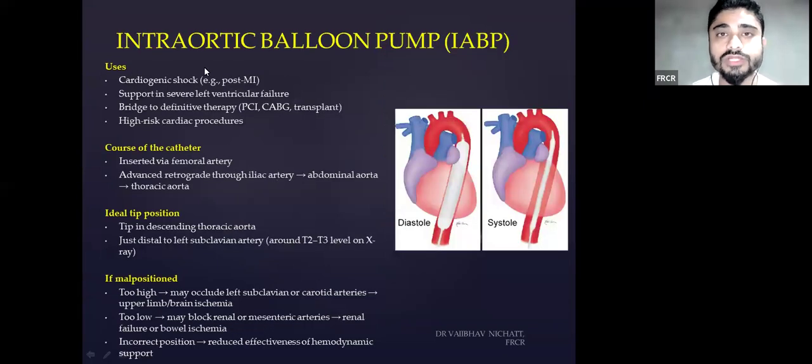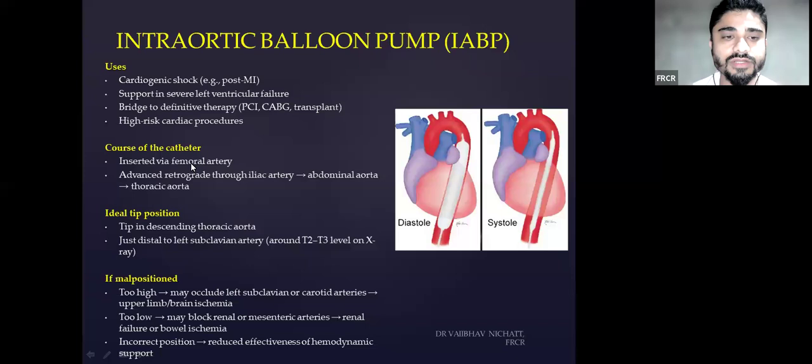The next that you should be knowing and how it looks like on chest radiograph is intra-aortic balloon pump, which is frequently known as IABP. The uses of the IABP is in cardiogenic shock. It supports in severe left ventricular failure to maintain the cardiac output. Bridge to definitive therapy before getting the patient for PCI, CABG, or for heart transplant. And also, this is a high risk cardiac procedure.